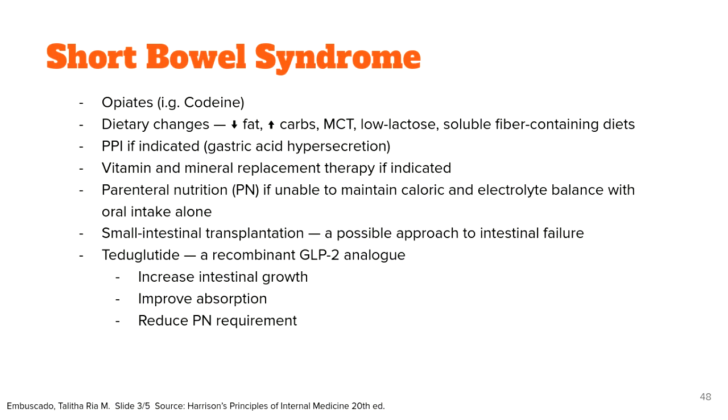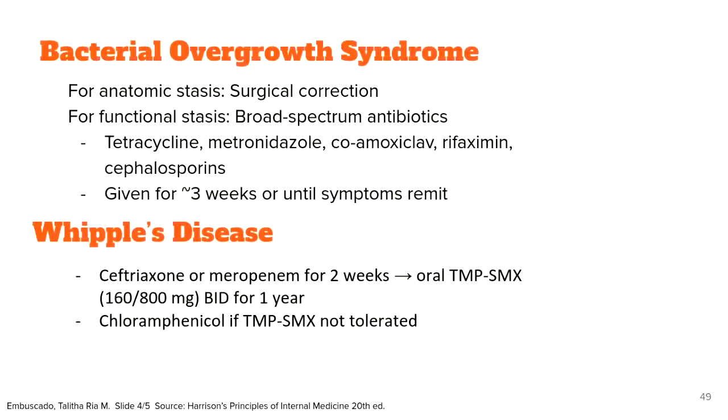Okay, next disease. So for bacterial overgrowth syndrome, you have two causes, your anatomic and your functional. For your anatomic, you just do surgical correction, and for your functional, you give broad spectrum antibiotics. And then for Whipple's disease, ceftriaxone or meropenem is given for 2 weeks, and then oral trimethoprim sulfamethoxazole twice a day for 1 year. Or if trimethoprim sulfamethoxazole is not tolerated, chloramphenicol may be given.